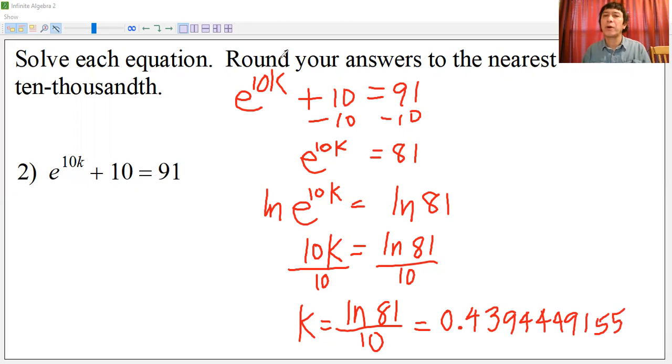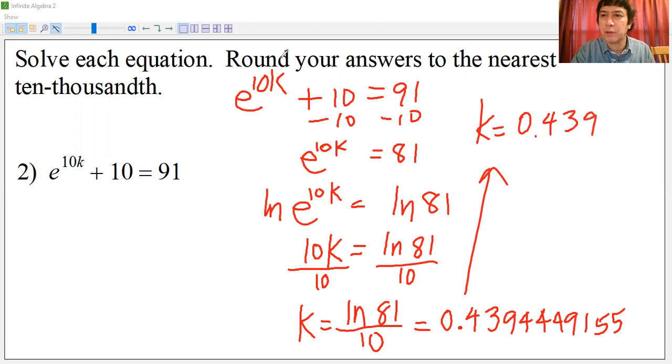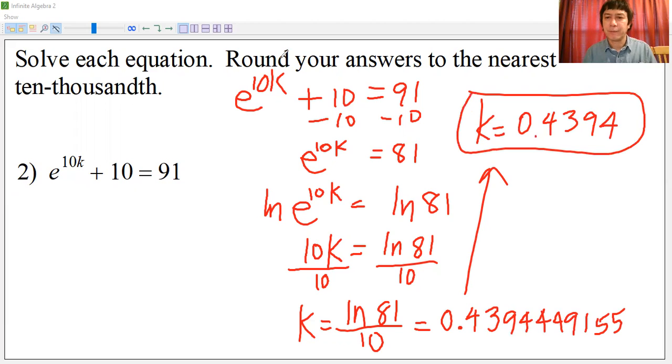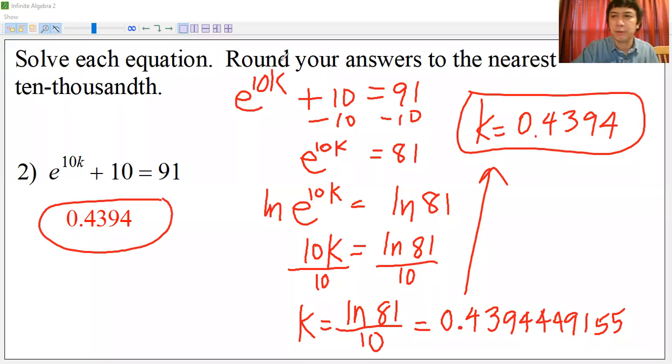Okay, rounding our answer to the nearest thousandth, k is equal to 0.4394. Okay, that's it. And we shall check and verify. It's 0.4394. All right, we are correct. Okay, this is correct. All right, so let's continue with the third question.